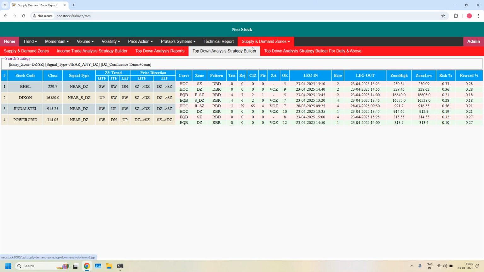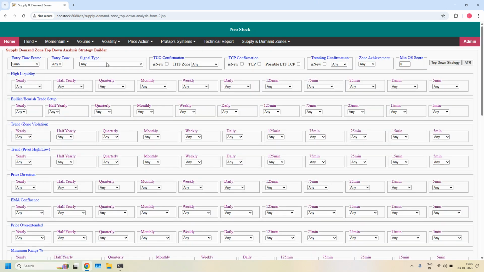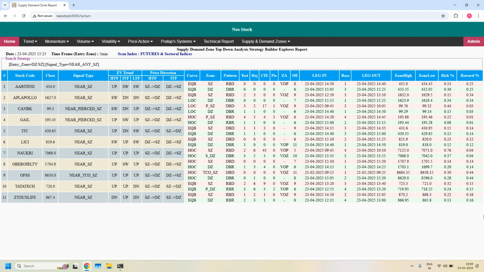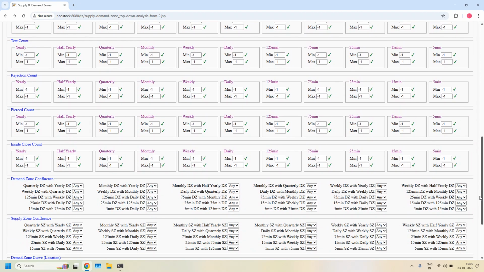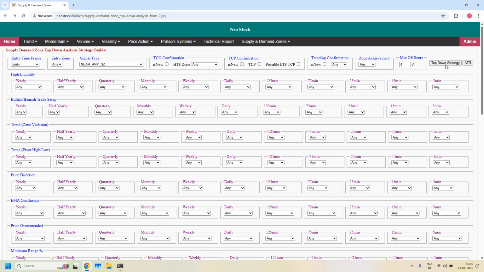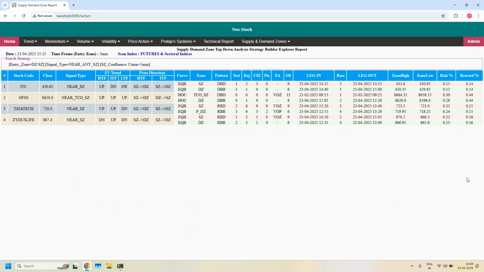Okay, next 5 minutes time frame. Stocks near the 5 minutes supply zone. We got 11 stocks. Let us filter based on the supply zone confluence, that is 5 minutes and 15 minutes supply zone confluence. With this filter we got 4 stocks. So this is about stocks near demand and supply zones for different time frames.